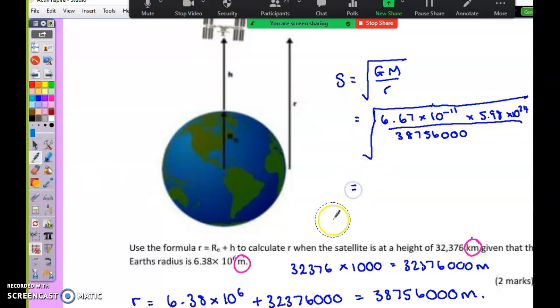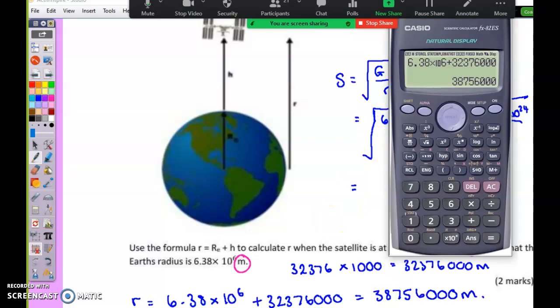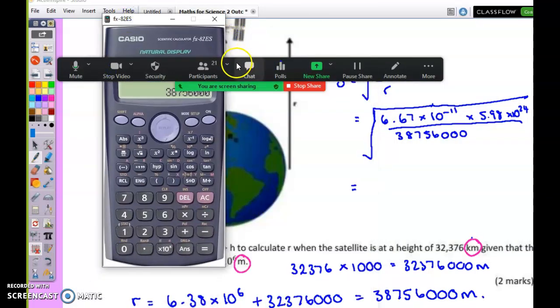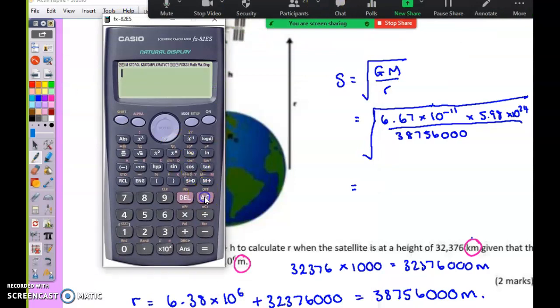Okay, you can, on these calculators, put it straight into your calculator, but you can do it in steps at a time. You don't need to put it all in one go. So I'm going to do the top line: 6.67 times 10 to the power of negative 11. I've had to put the negative in for this one. Times 5.98 times 10 to the power of 24. I'm just going to put that line in just now.